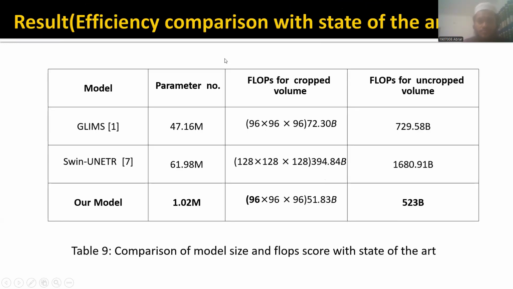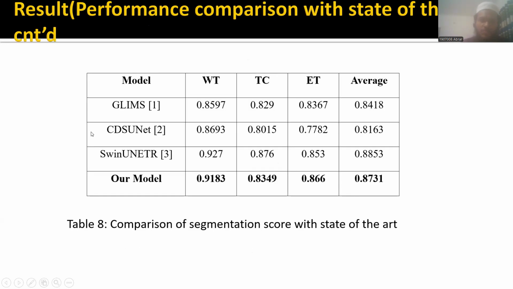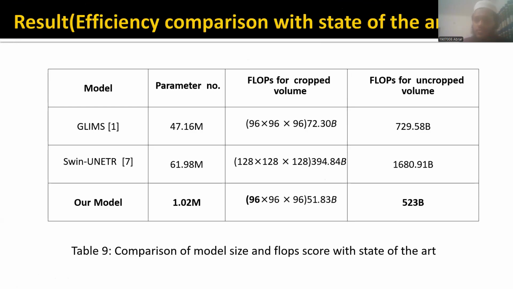So now comes the efficiency comparison. In efficiency comparison, our model beats both Glimpse and Swan UNet. For CDS UNet, the parameter count and the floating point operation count were not mentioned in the paper, so it was not possible for us to compare with it, but we compared with the remaining two, Glimpse and Swan UNet. You can see that in the parameter count, our model performs much better, and it is much lesser than the other two models. And the flops count also is much lesser than the other two models.